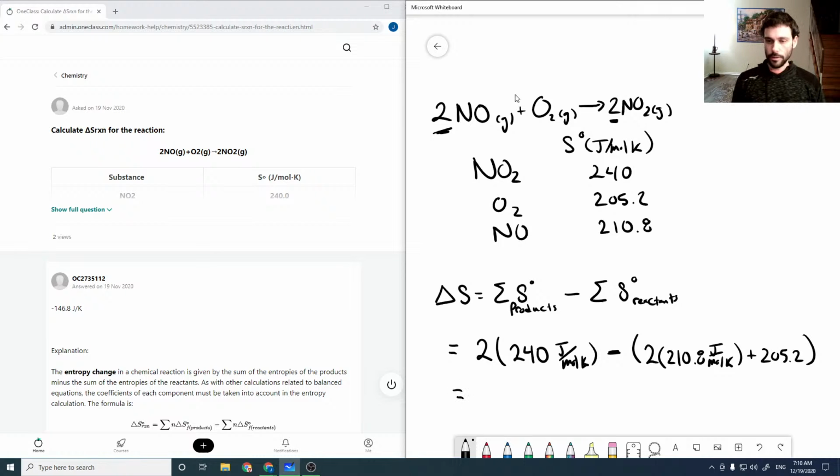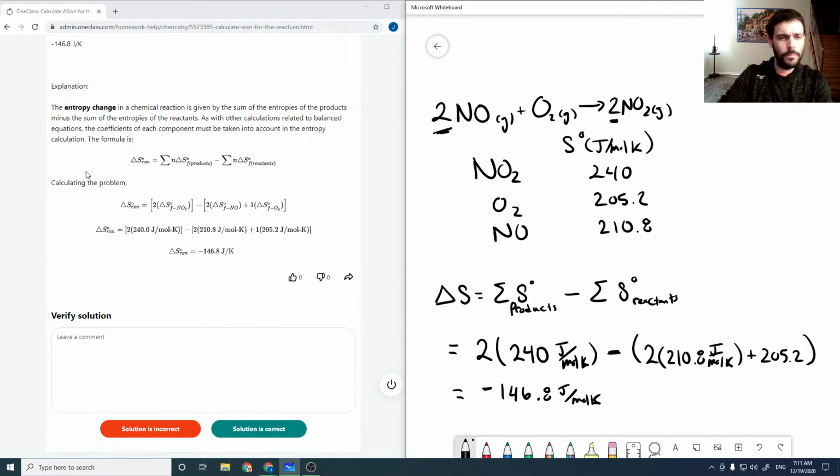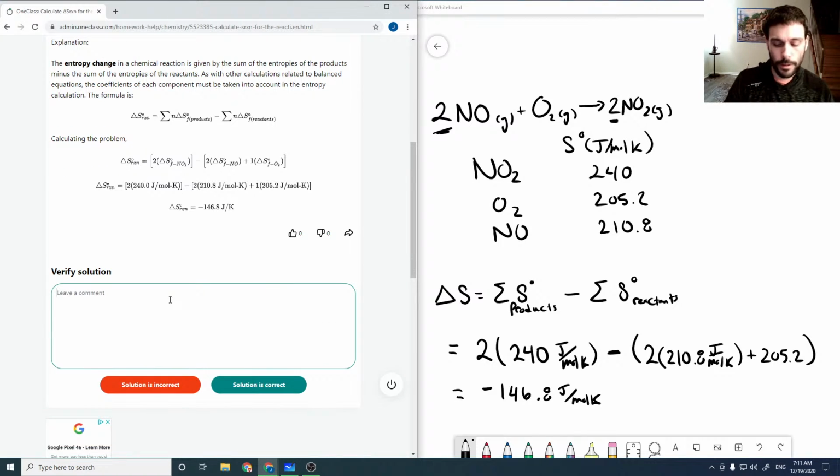So then running this all through on our calculator, negative 146.8. Okay, so that looks pretty good. Going through this, we just run through this equation and we get negative 146.8 using the given values. So that looks good.